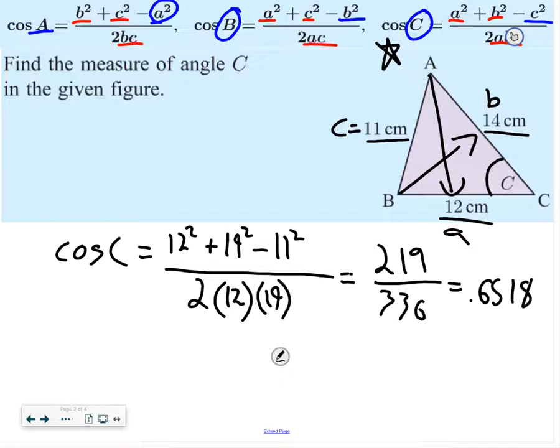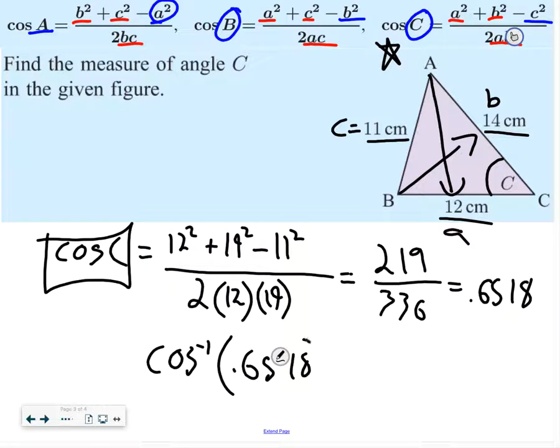Okay? And this is equal to my cosine of C. And just like when we were dealing with right triangles, if we want to find an angle, we're going to use our cosine inverse of our ratio, 0.6518, and we should get our angle. Okay? So inverse cosine of our previous ratio is going to give us an angle of 49.3 degrees. Okay, this is equal to our angle C.